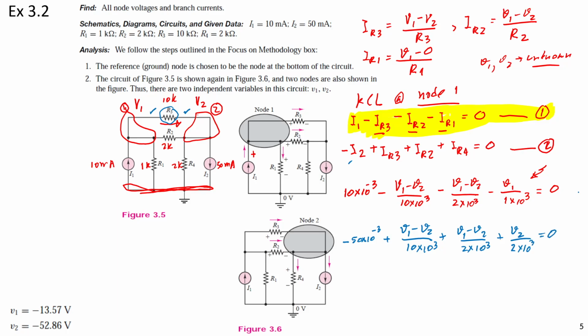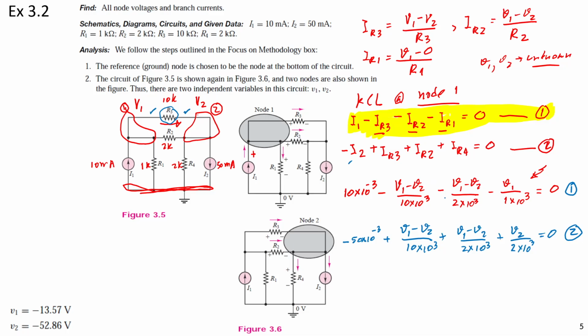So we have two equations with two unknowns, and we can solve these two equations, and we get the V1 and V2 values, right? I'm not going to solve this now, because we can rearrange into a simple equation, and then we solve these two.